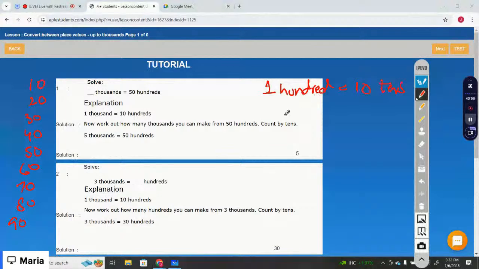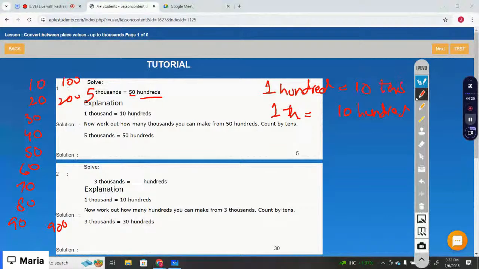Got it? Then in 1000, you have 10 hundreds. Which 10 hundreds? Same way, 100, 200 up to 900, right? So 1000 has 10 hundreds. Then 50 hundreds means you have 50 hundred. 50 hundred means that is 5 thousands. So 50 hundred means 5 thousands.